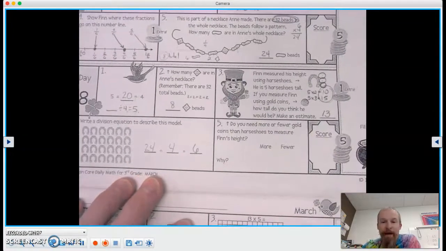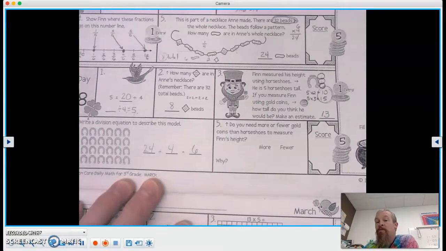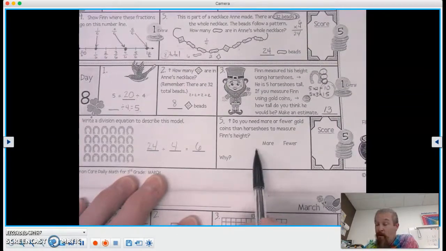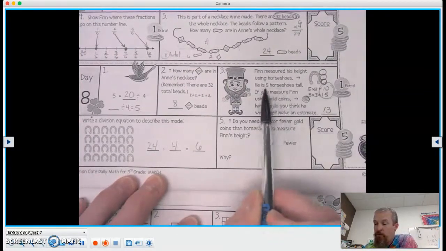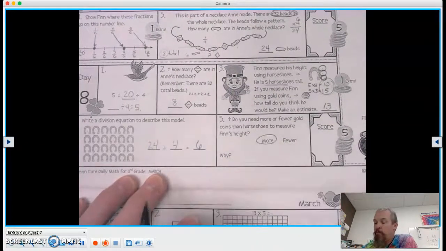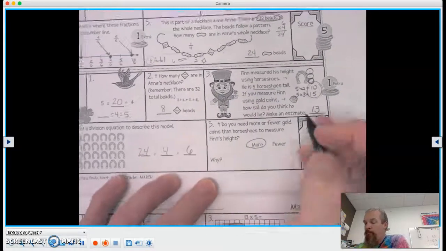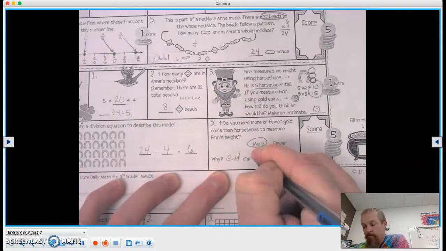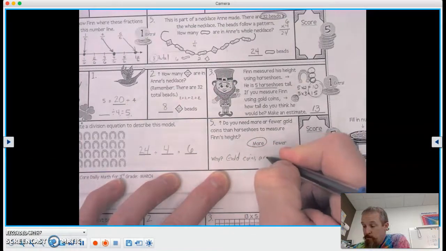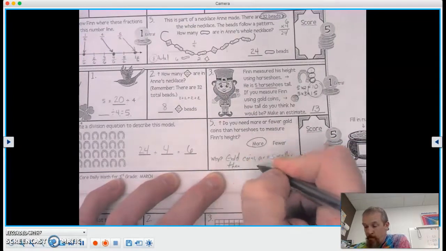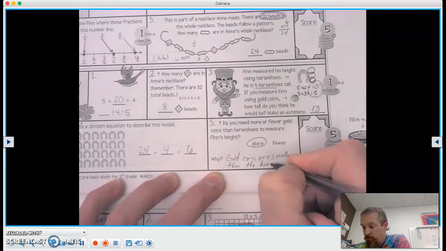All right. Number 5. Do you need more or fewer gold coins than horseshoes to measure Finn's height? Well, I need more, right? He said he was only 5 horseshoes tall, but we're guessing somewhere between 10 to 15. So we need more. Why? Well, because the gold coins are smaller than the horseshoes.